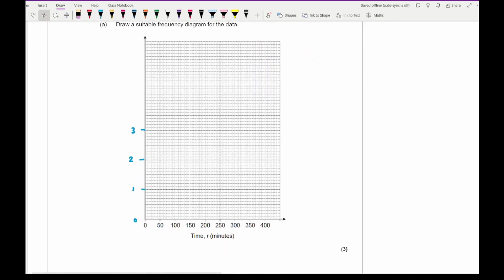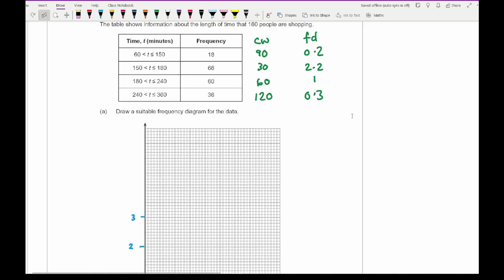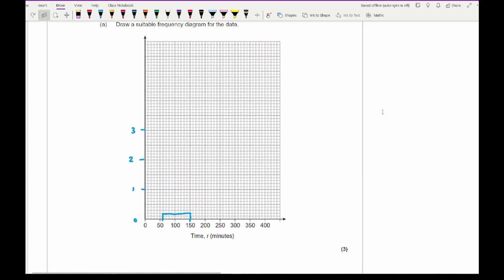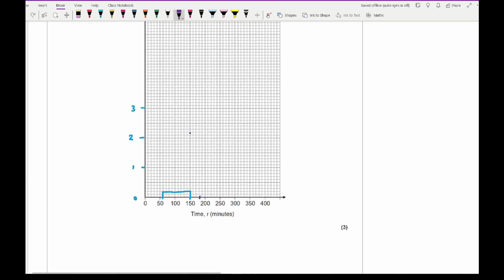So 60 is here and 150 is there, and that's going up to 0.2, so that's just going to be going up 2 bars like so. The next one's 150 to 180, and that's going up to 2.2. So just double check. So 180 is there. We're going all the way up to 2.2, which is there.